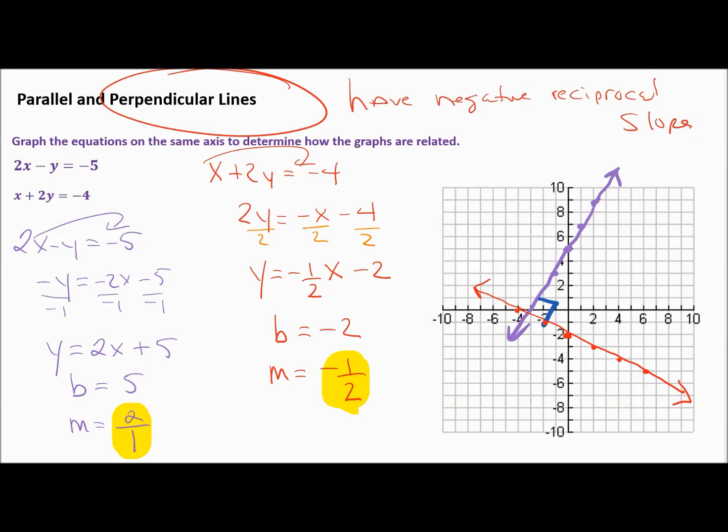Okay, well, a reciprocal means you flip the fraction upside down. The negative means you change the sign. So that's what I did. You take the 2 over 1, flip it upside down, change the sign, that's going to give you negative 1/2. So if you ever need to create a perpendicular line to a given line, that's what you do. You find the slope, you flip it upside down, you change the sign, and then that will work.